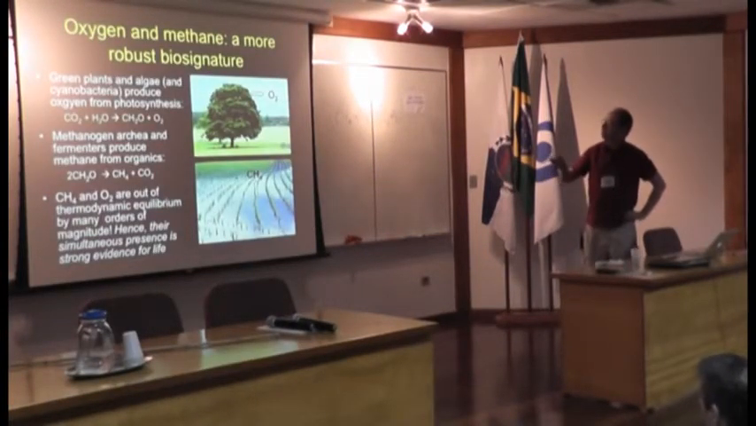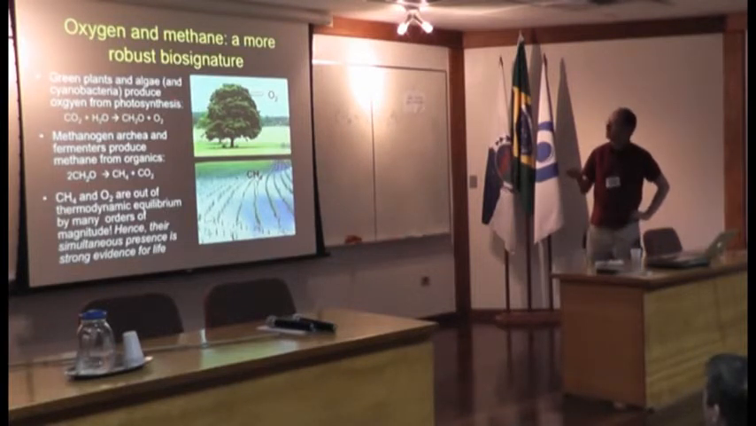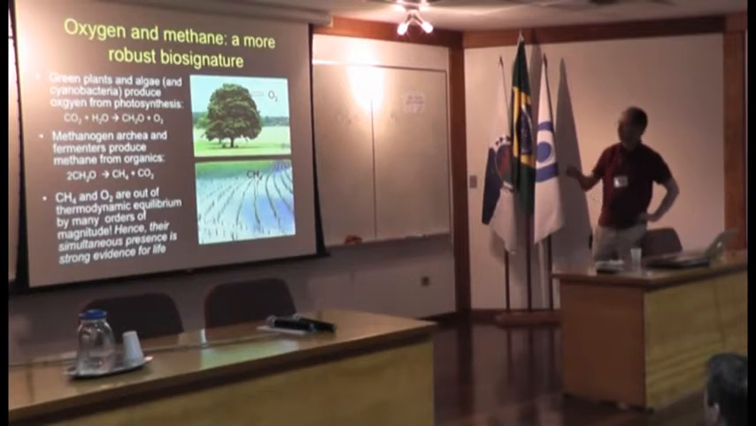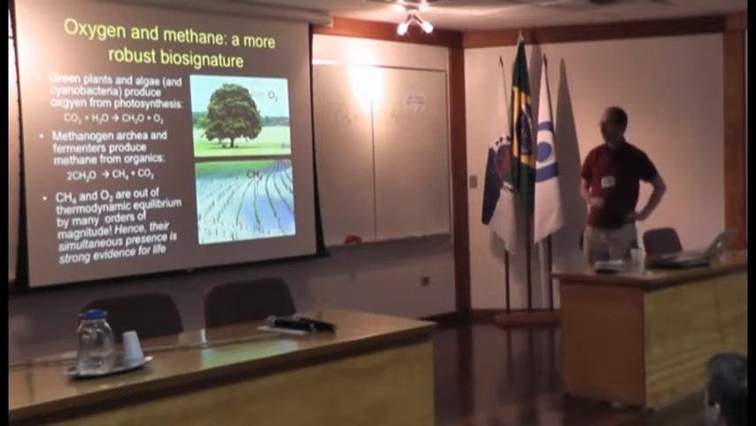And oxygen and methane are, in a sense, a robust biosignature. So here's the photosynthesis for oxygen, and here's methane made from organics. This is a rice paddy. So there's microbes in here which are in these anoxic sediments which are making a lot of methane by decomposing organic matter.